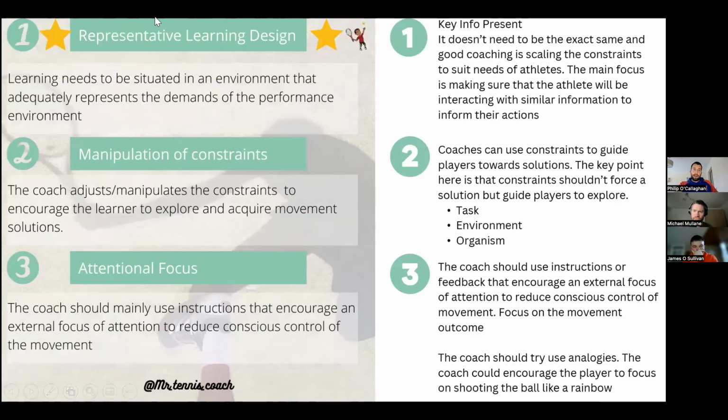So I have two stars next to this. Representative learning design. This is one of the key aspects of skill acquisition. Learning needs to be situated in an environment that adequately represents the demands of the performance environment. So if we talk about improving an athlete-environment relationship, we need to have an environment that represents the demands of the performance environment.